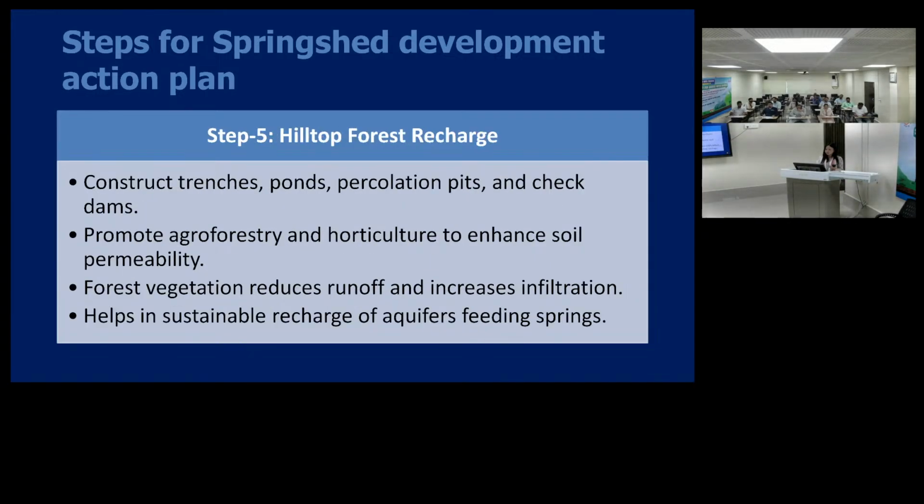Now the 5th step is the hilltop forest recharge. Suppose you have already done this, now you want to do recharge structures. So you can construct trenches, ponds, percolation pits and check dams. You can give awareness or promote afforestation or horticulture to enhance the soil permeability. Forest vegetation can be done, and by doing this it will help a sustainable recharge of that aquifer. So the fifth is the hilltop forest recharge.